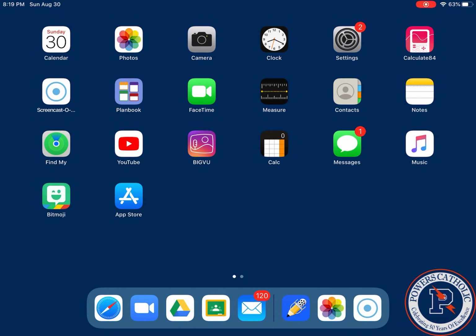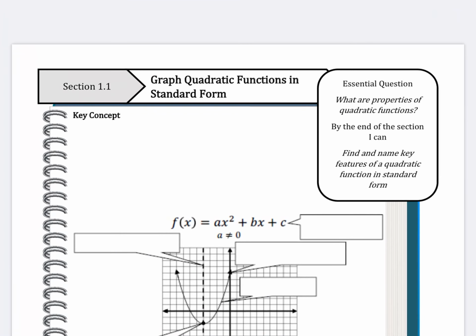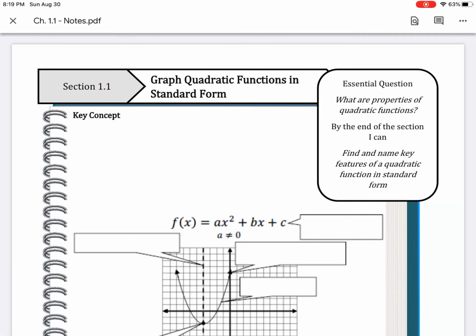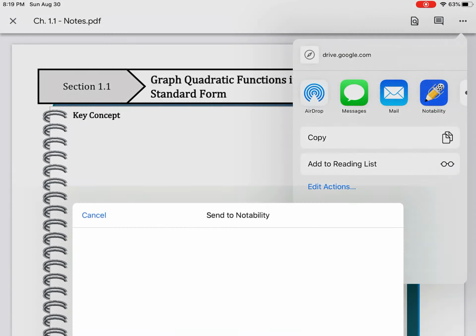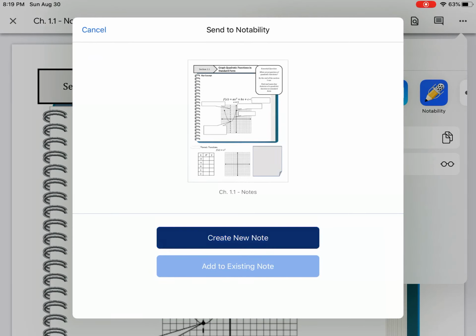So we are going to be taking notes in section 1.1, which is graphing quadratic functions in standard form. For those of you who have not used Notability before, you're going to download the notes from Google Classroom and they're going to go to your Google Drive. Once you're in Drive on your iPad, you click the three dots in the right top corner. You're going to send a copy and you're going to send that to your Notability.